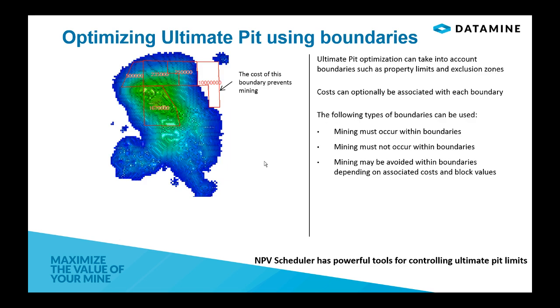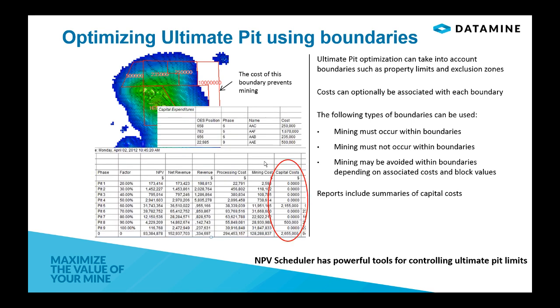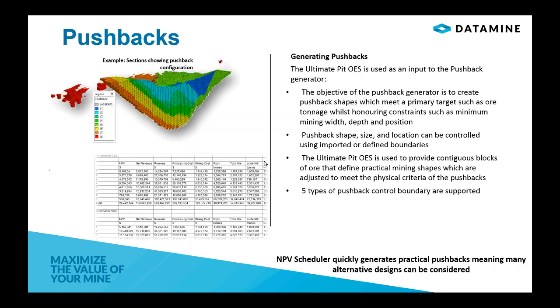When creating the ultimate pit, we can optionally use polygons. We can assign cost to these polygons, and they can control the shape of the pit and the shape of the nested LG shells. This type of costs are directly impacting the sequence, and they will be used in all subsequent optimization stages.